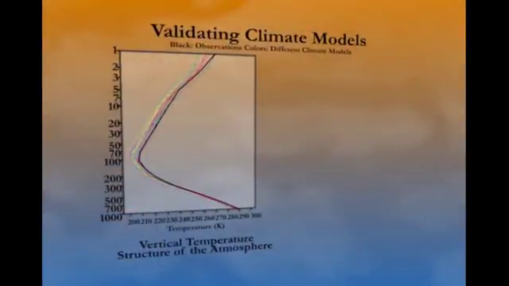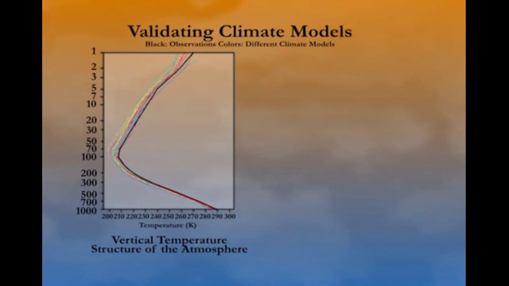And if you run a whole bunch of different climate models and compare their results for the vertical structure of the atmosphere, averaged over the planet, to what we actually observe for that vertical structure, you find remarkable agreement between the climate models and the observed vertical structure of the atmosphere. So there's a subtle thing that you might not think about that the climate models very successfully reproduce.